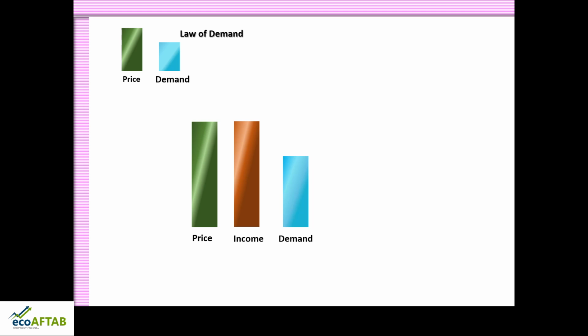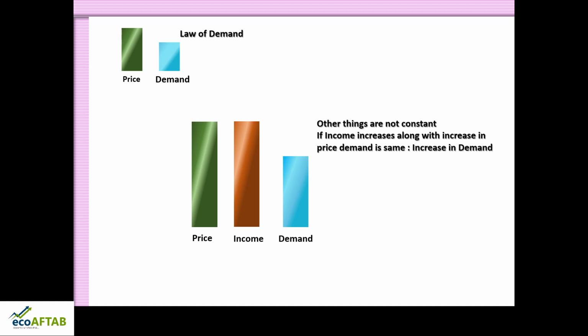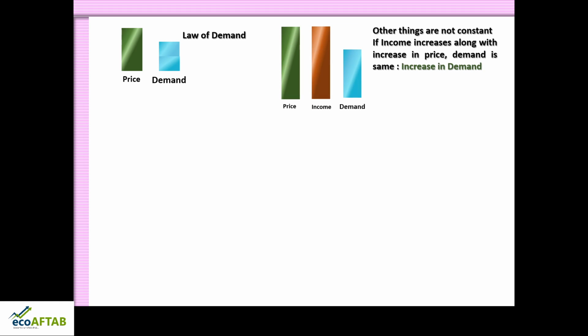Yes, the consumer will buy the same amount of goods. So at a higher price, the quantity demanded is the same. This is because along with the price, the income has also increased. So here other things are not constant. If income increases, along with increase in price, the demand is the same. This situation is called as increase in demand. This is with regard to the first para of Alfred Marshall's lines with regard to increase in demand. We will keep it as it is.